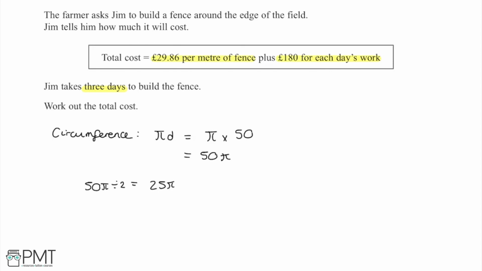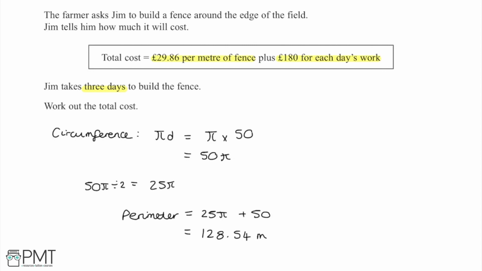Now that I've got this, I can add it onto this original 50 here, and then I'll have the total perimeter of the semicircle. So the perimeter is equal to 25 pi plus 50 metres. And then if I do this calculation, that's going to give me an answer of 128.54 metres rounded to 2 decimal places here.